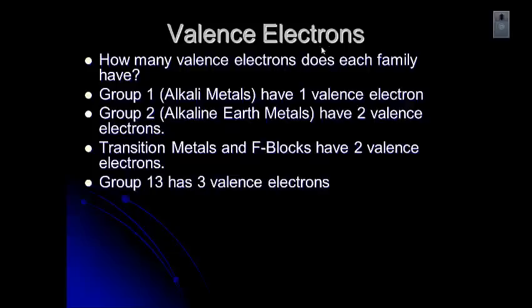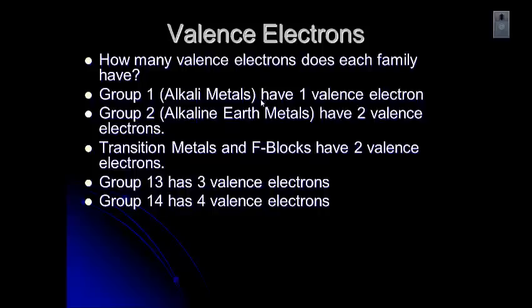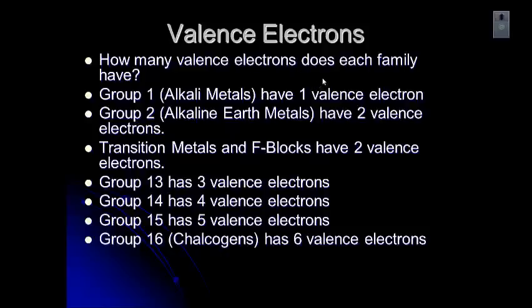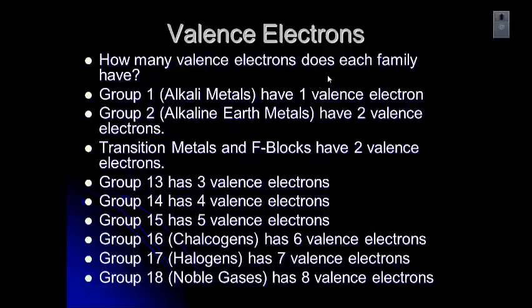Group 13 has 3 valence electrons, so all the elements in that column with aluminum have 3 valence electrons. Group 14 has 4 valence electrons. Group 15 has 5. I hope you're seeing a pattern here. Group 16 has 6. Group 17 has 7. Group 18 has 8. Don't forget to be working on those group names.